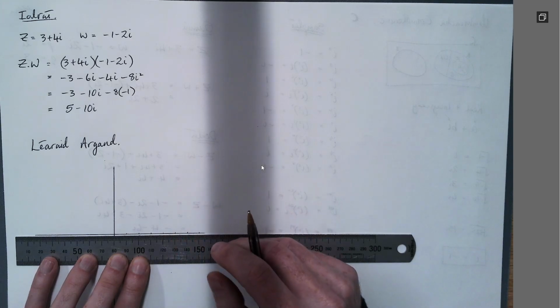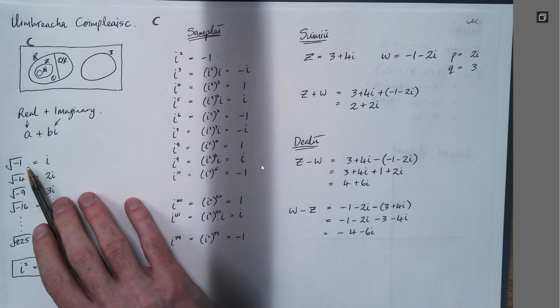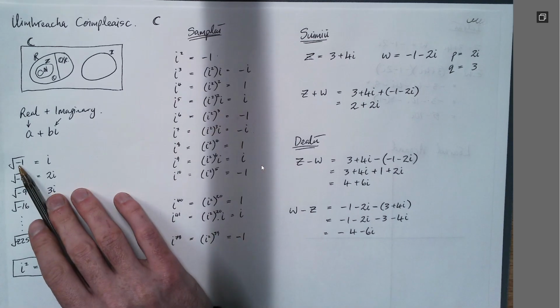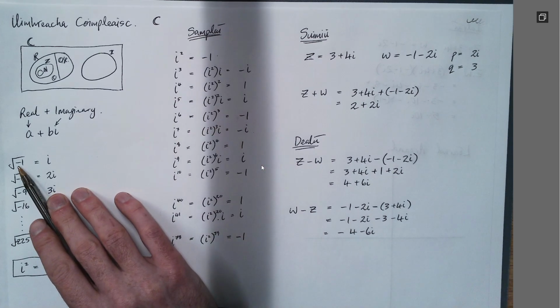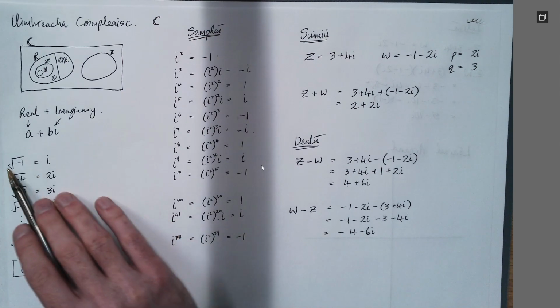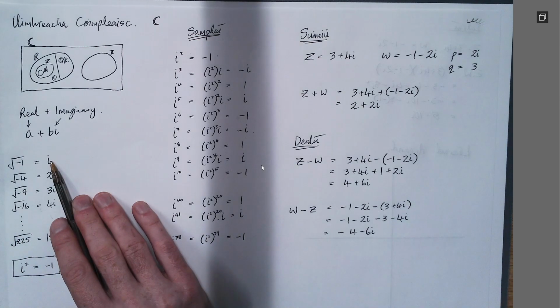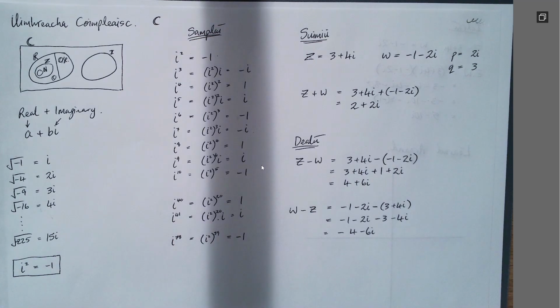Let's go back to what i is. i is the square root of minus 1. So if you square both sides, you get i squared equals minus 1. And there's your proof. I squared is always minus 1.